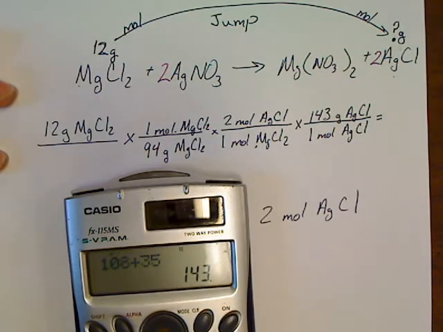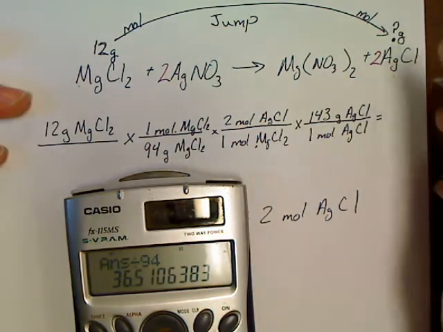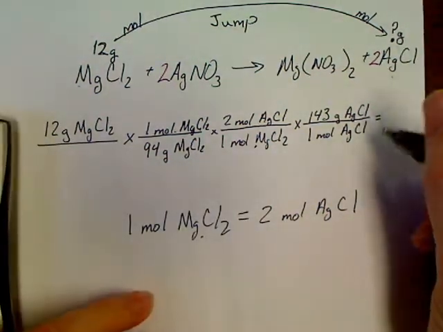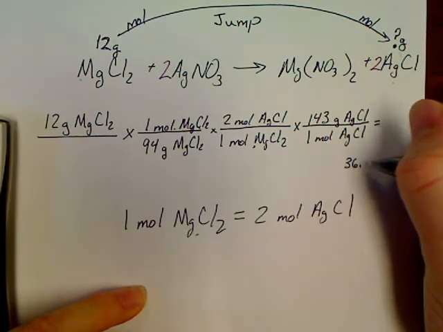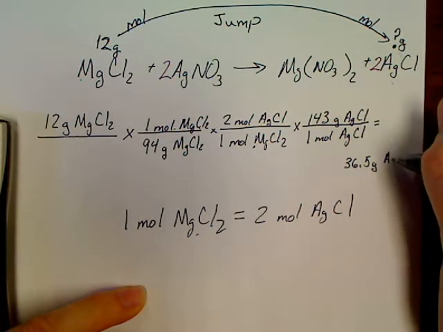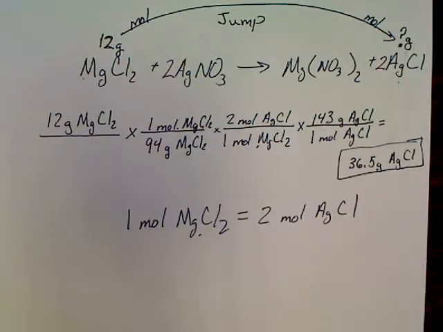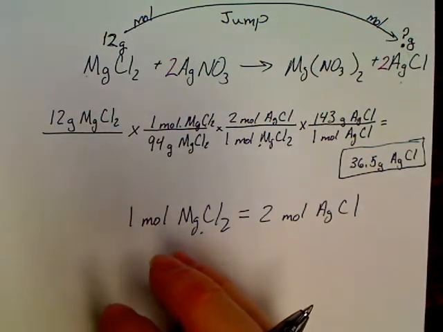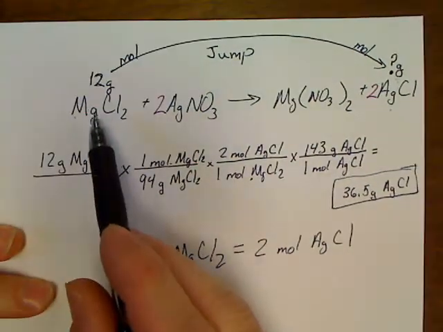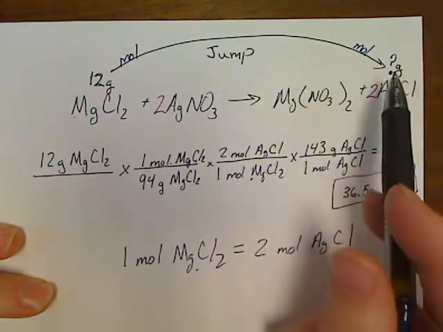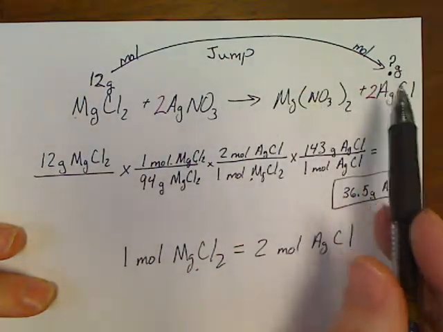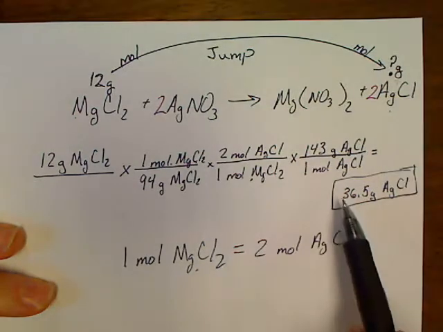So we've got, clear that out, 12 times 2 times 143, divided by 94 on bottom, and I'm going to write it down a little bit so I got more room. But the answer is 36.5 grams of AgCl. Put me a box around that. That is your first basic stoichiometry problem. Started with the MgCl2, and we jumped over here to moles, and then eventually to grams of AgCl.